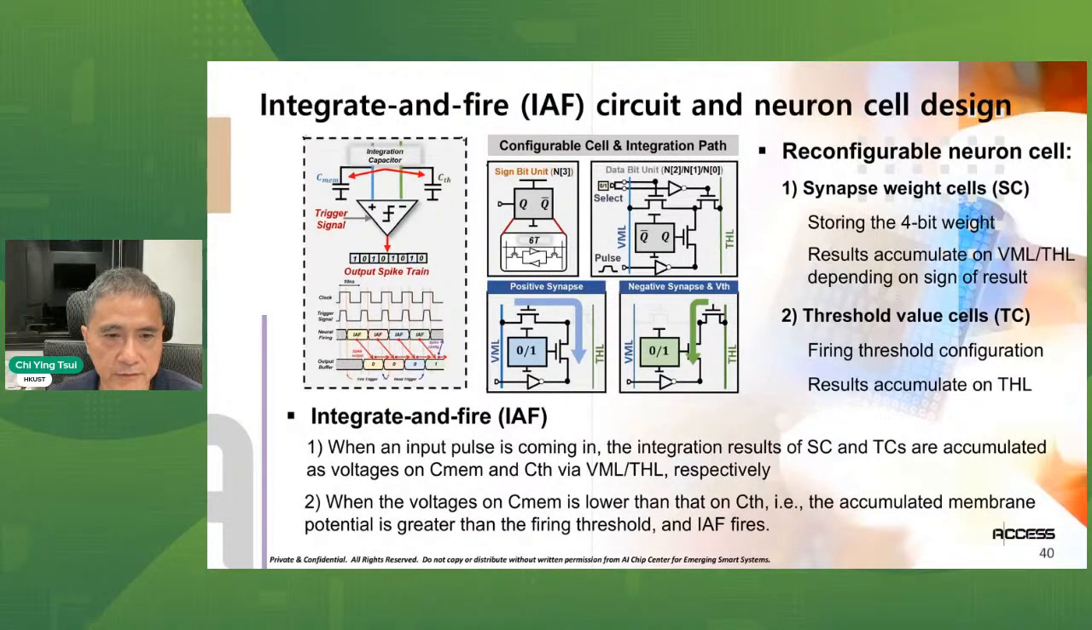And this is the timing diagram. Whenever there's a triggering signal, the pulse will go into each row of the array. The corresponding neuron input goes into the integration path, and the threshold configuration signal goes to the threshold generation path. After that, we compare the bit line and the threshold line, and depending on the value, we fire the output or not.